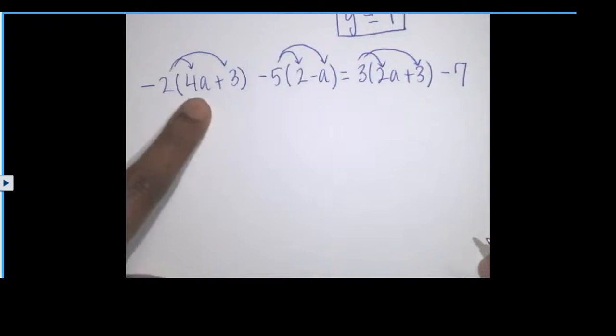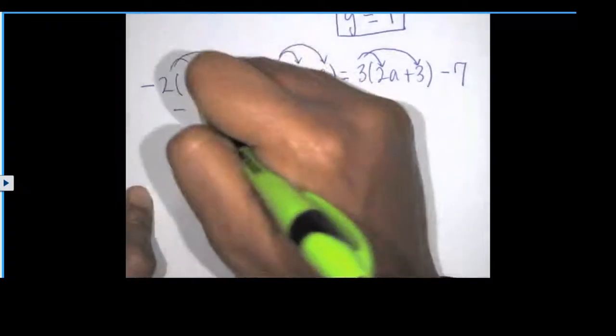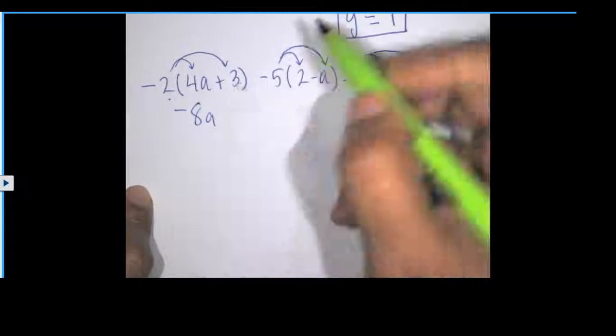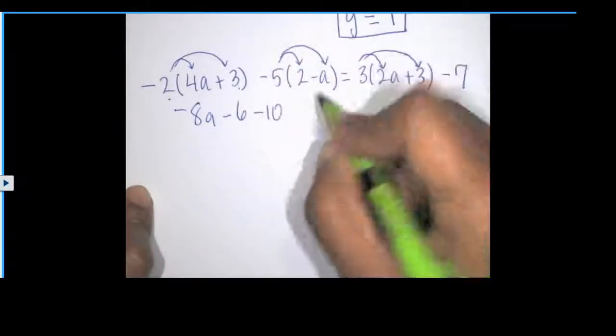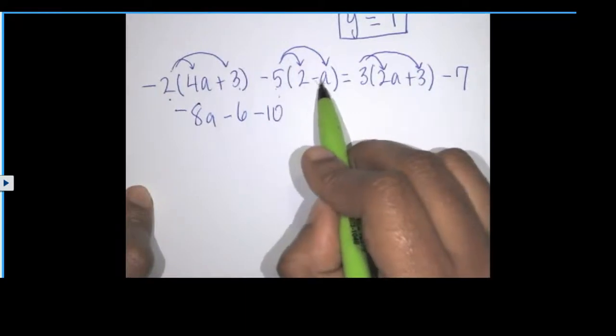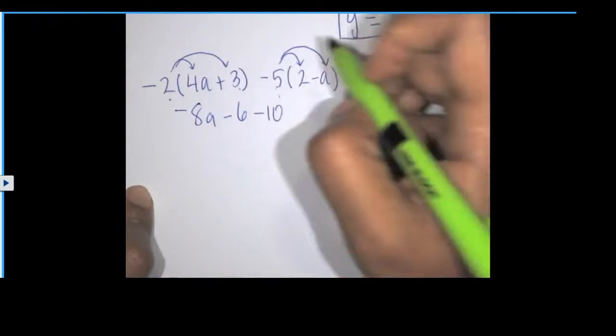So negative 2 times 4a, this is negative 8a. Negative 2 times 3 is negative 6. Negative 5 times 2 is negative 10. Negative 5 times negative 1a, that's a positive 5a.